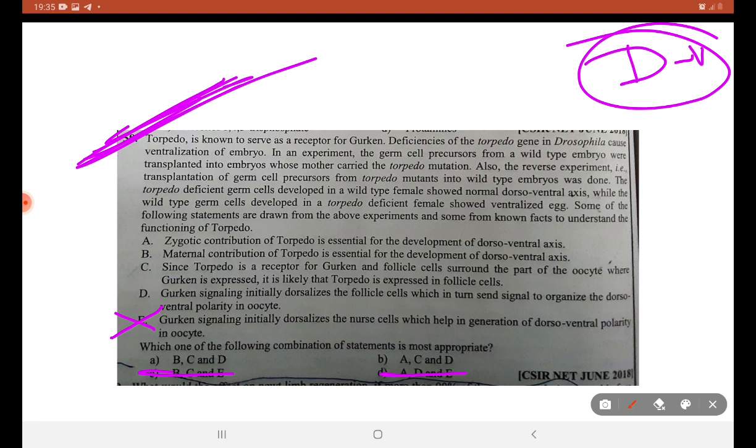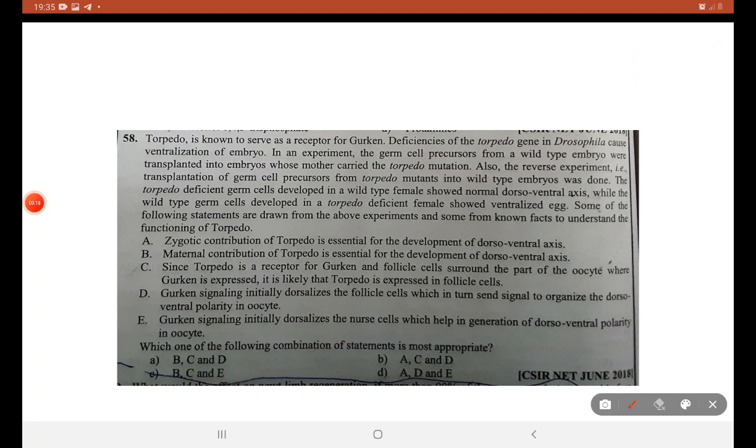Now, zygotic contribution of torpedo is essential for the development of dorsal ventral axis, or maternal contribution of torpedo is essential for the development of dorsal ventral axis. This is not the right answer. It's maternal. Zygotic contribution of torpedo is essential for the development of dorsal and ventral axis. A is the right answer.